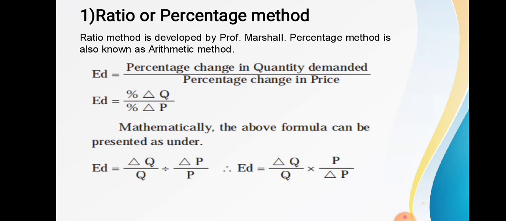Mathematically, the above formula can be written as ED is equal to delta Q upon Q divided by delta P upon P. This can also be written as delta Q upon Q multiplied by P upon delta P, where delta Q is the change in quantity demanded and Q is the original quantity demanded, and delta P is the change in price and P is the original price.